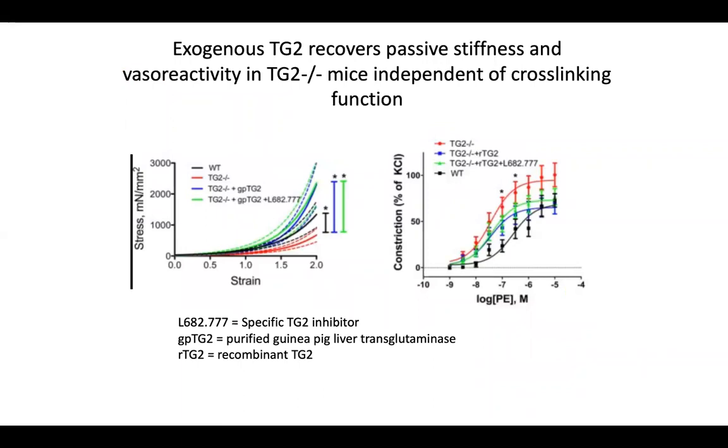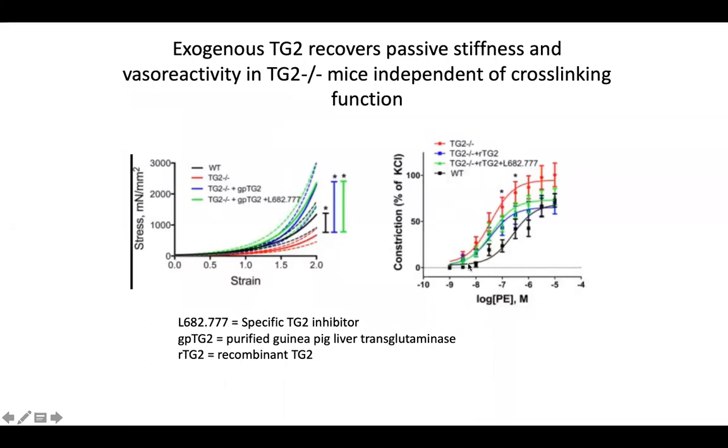What we also found is that if we take the TG2 knockout vessels and provide exogenous tissue transglutaminase, we can recover the passive stiffness towards that of the wild type, independent of its cross-linking function. So provision of exogenous TG2 shifted it from this red curve closer to the black curve. And so that was actually quite interesting.